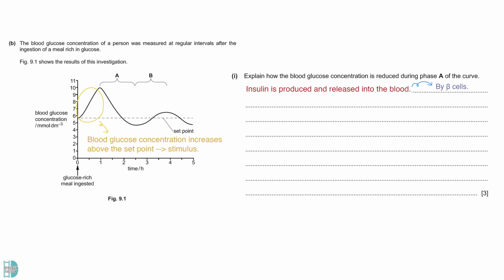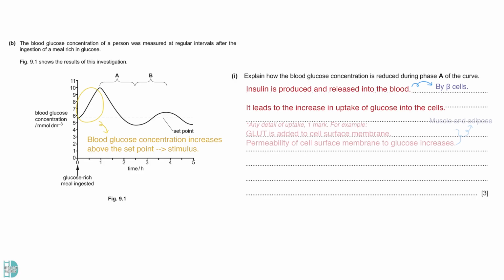Insulin is released into the blood and travels to the target cells. It will stimulate the cells to increase the uptake of glucose into them. In muscle and adipose cells, a transport protein called GLUT will be added to their cell surface membrane. An increased number of GLUT on the cell surface membrane leads to an increase in the permeability to glucose.